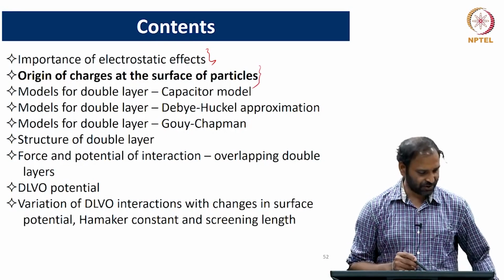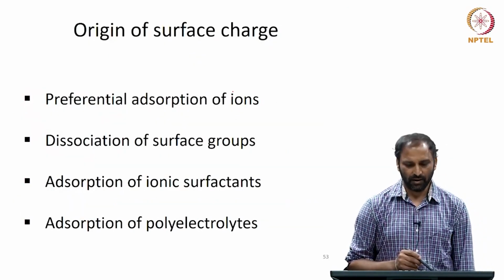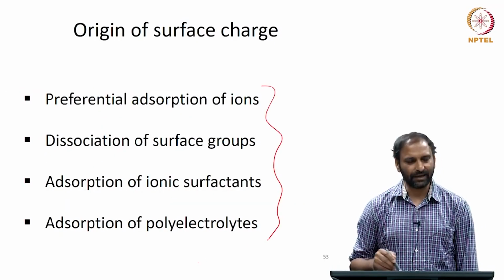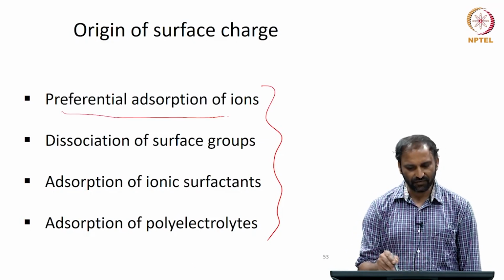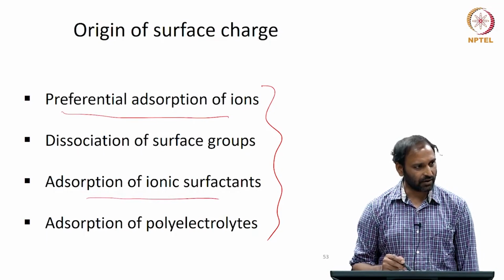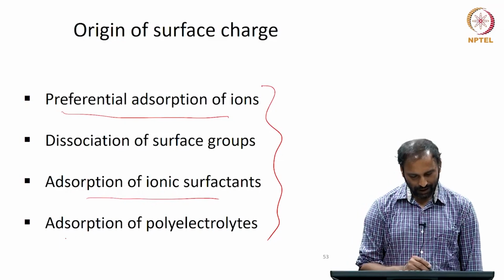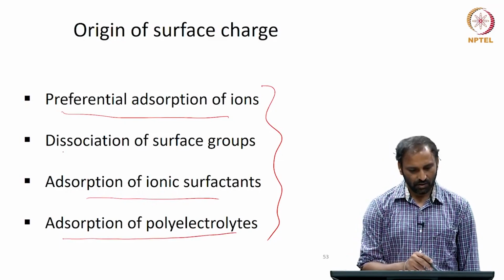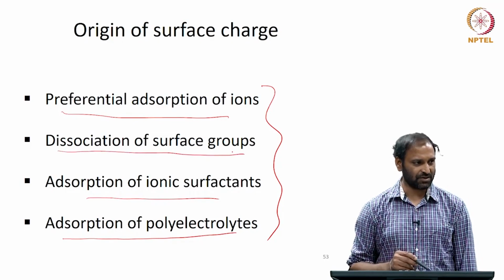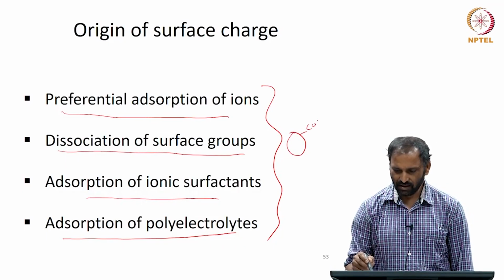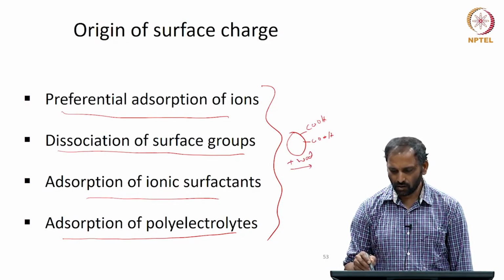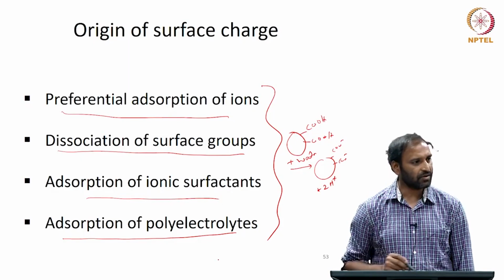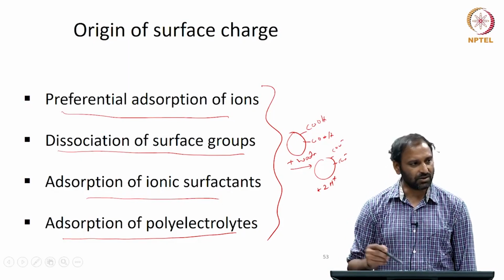If you come to the origin of charges, we have discussed this in the initial stages. People typically talk about 4 different mechanisms by which particles can acquire charge: preferential adsorption of ions, adsorption of ionic surfactants, both cationic and anionic, and adsorption of charged polymers. The 4th mechanism is dissociation of surface charges. We have talked about these things. If I have a particle which has a COOH group and I put it in water, you have COO minus plus H plus. That dissociation of the surface charge is leading to the charges on the particle surface.